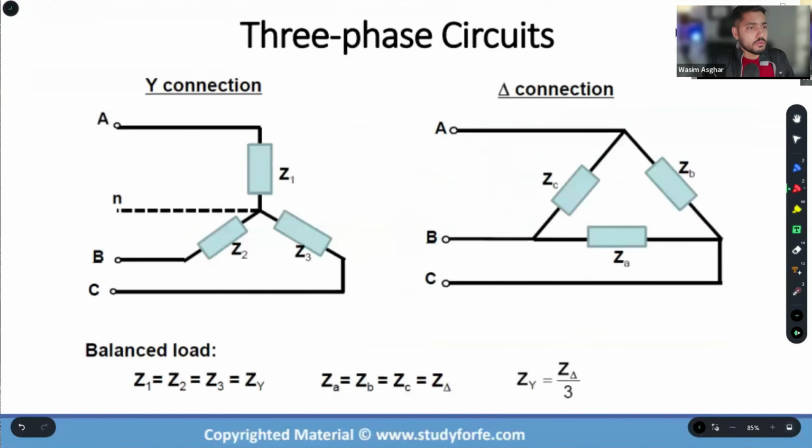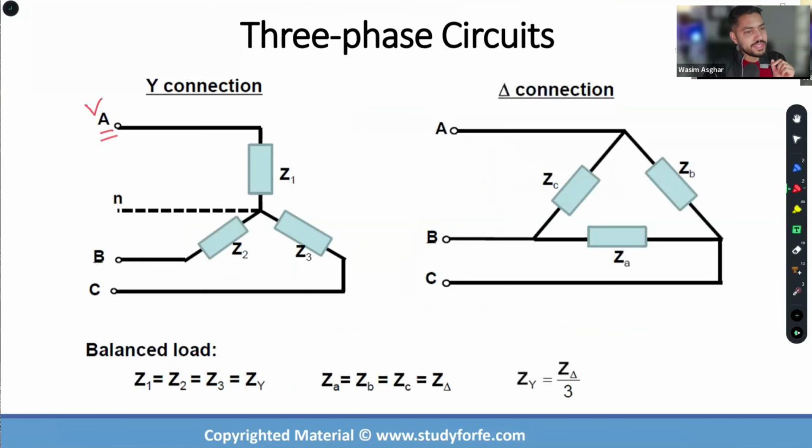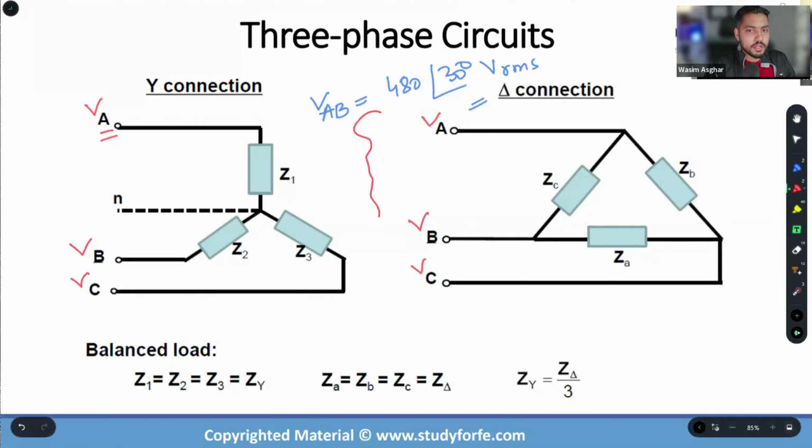Now, the opposite is also true: if you have letters which are capital, for example V capital A, V capital B, V capital C, we are looking at the load side. And I don't have to explicitly tell you that, Wasim, VAB is equal to 480 volt at 30 degrees VRMS. And then the problem statement continues on, and I ask you to calculate something at the end.